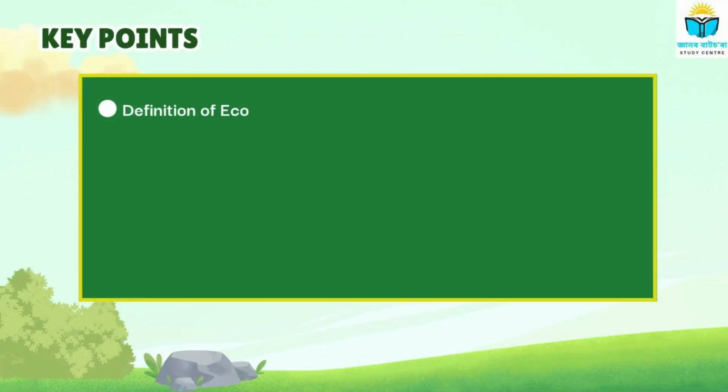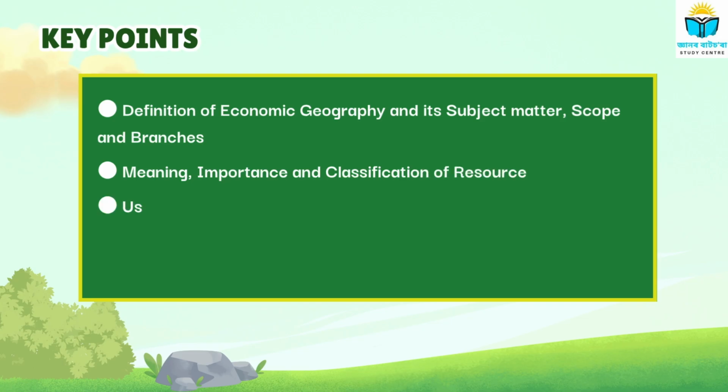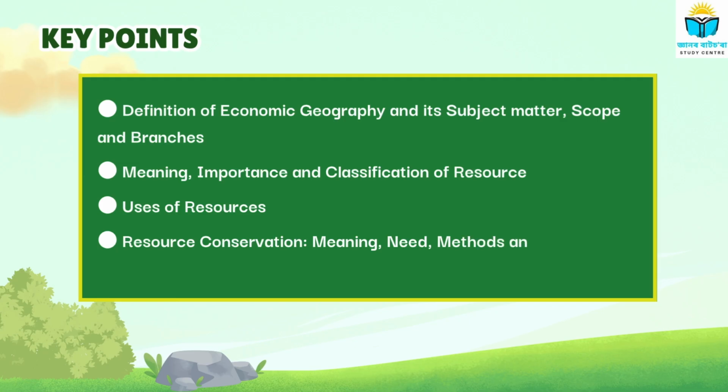Before we start, here are the key points you will learn in this chapter. First, we'll understand the definition of economic geography, its subject matter, scope, and branches. Then, we'll explore the meaning, importance, and classification of resources. You will also learn about the various uses of resources in our daily lives. And finally, we'll study resource conservation, why it's important, how it's done, and the role of national and international organizations.